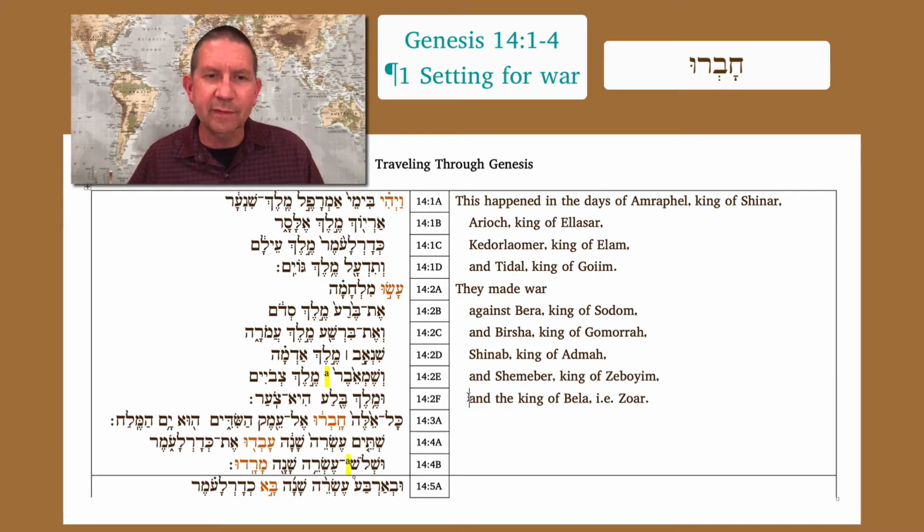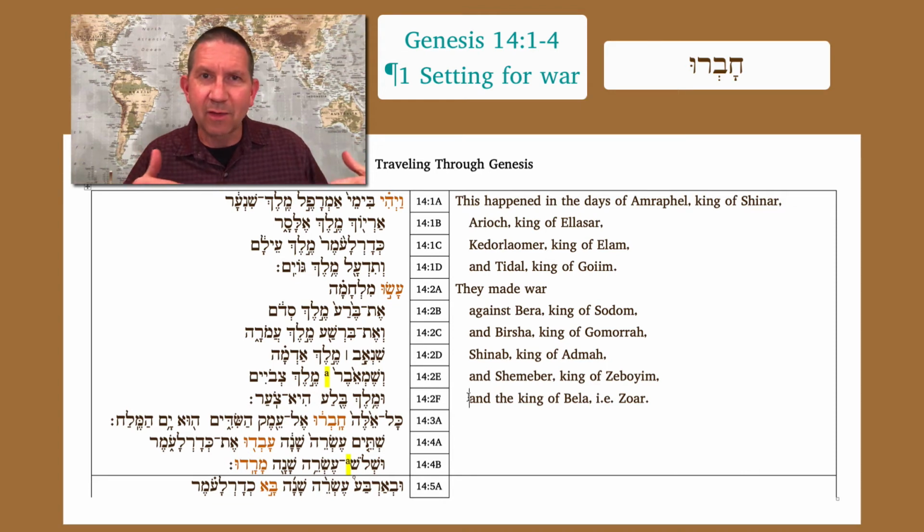And then let's think about the time here. Chaveru is a perfect. We don't have preterites here because we're not really telling the story yet. This is all setting information. We're not getting a series of events. Our first Vayihi is just, this is the time that happened. At 2a, this is what happened. They made war with these kings.